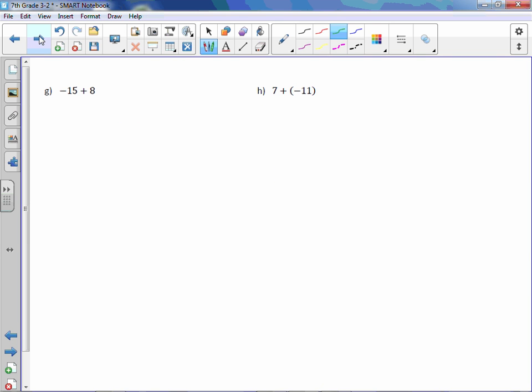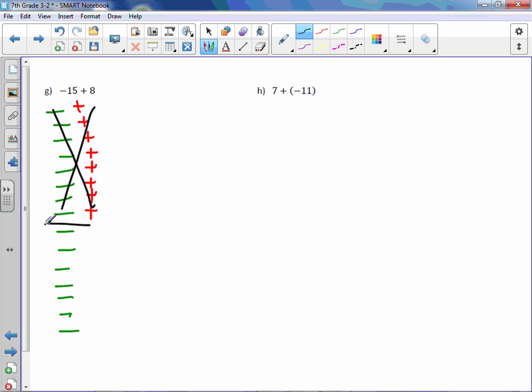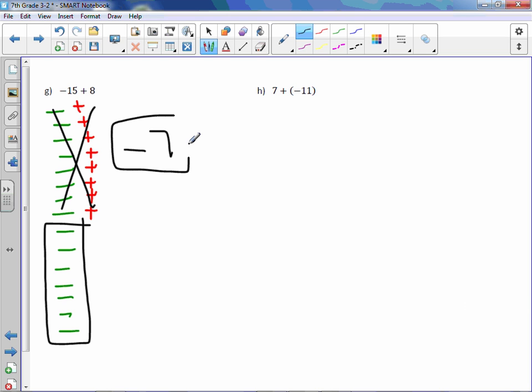Negative 15 plus 8. Draw your 15 negatives. And now 8 positives. Cross out your 0 pairs. And what do you have left? Count them up. It's definitely negative. We have 1, 2, 3, 4, 5, 6, 7. So the answer is negative 7.